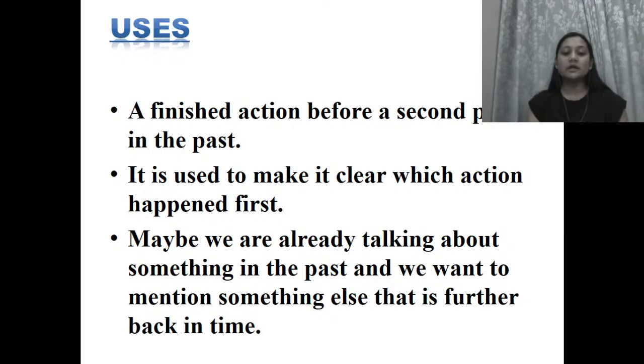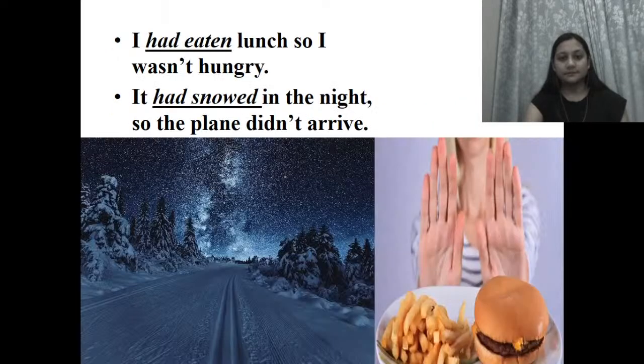Maybe we are already talking about something in the past and we want to mention something else that is further back in time. So the only intention is that हम already past की बात कर रहे हैं, but हमें और ज़्यादा clear करना है कि उसके पहले क्या हुआ था. We are going to use past perfect tense.